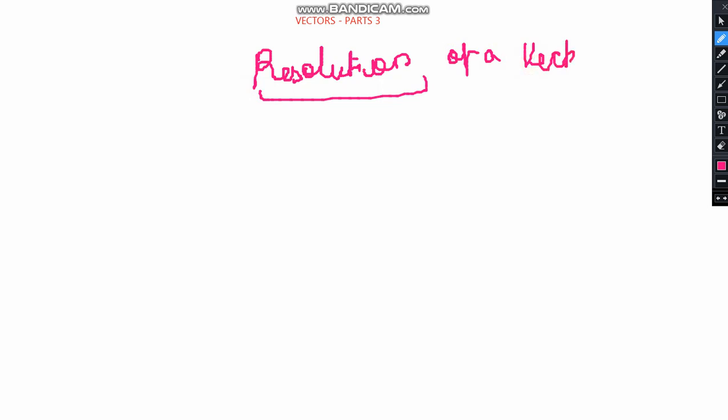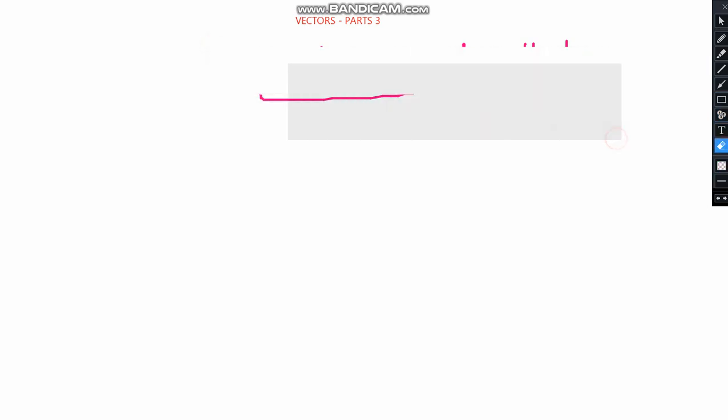Now in this video we are going to be seeing about resolution. Very useful and very important, and it is given in the NCERT textbooks. Resolution of a vector. Before going into this, I think you all know about the trigonometry which you have learnt in 9th standard.